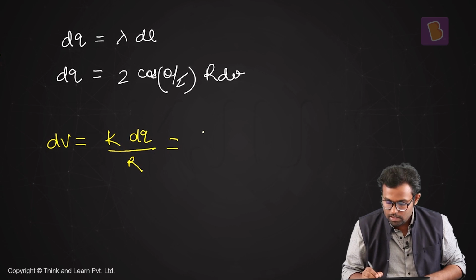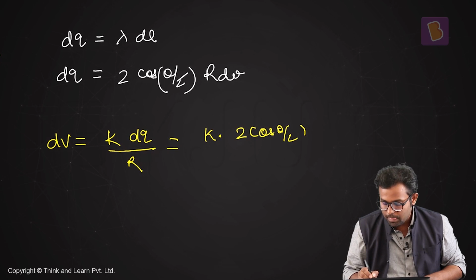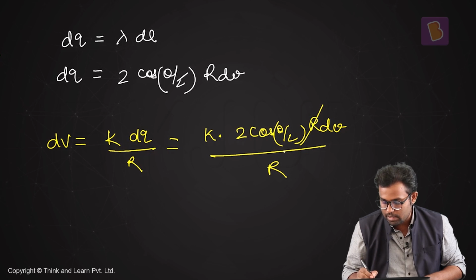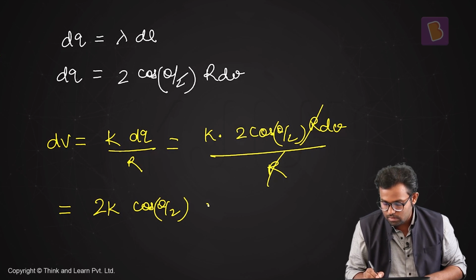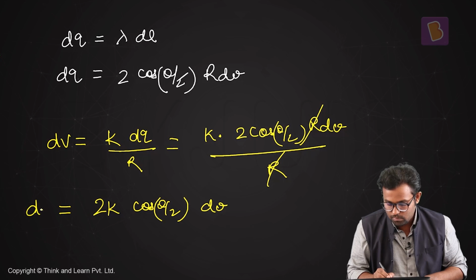So this becomes k times q, which is 2 times cos theta by 2 r d theta, divided by r. So r gets cancelled. So this comes out to be 2k cos of theta by 2 times d theta. This is the potential.